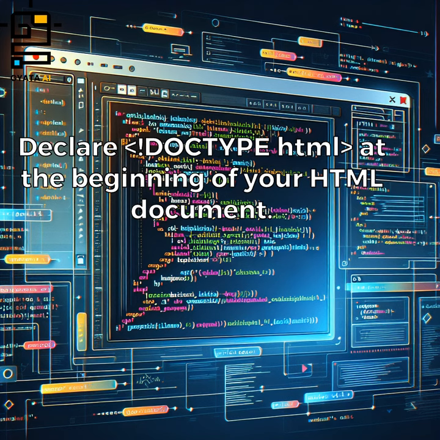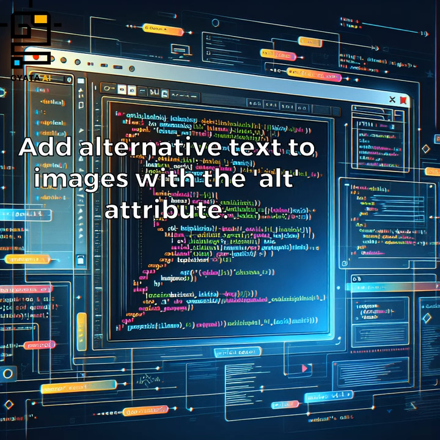Declare the doctype at the beginning of your HTML document. Add alternative text to images with the alt attribute.